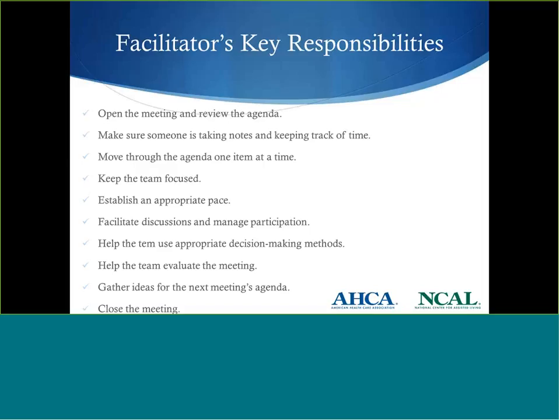Or maybe there's a lot of data and information, and people are not able to see what the root cause of an issue is or what the contributing factors are, and the facilitator should be able to help the team do a fishbone diagram to organize the information and ideas from the team. The facilitator also helps the team evaluate the meeting, and I will give you some suggestions on how to do that in a little bit, and also gathers ideas for the next meeting agenda.